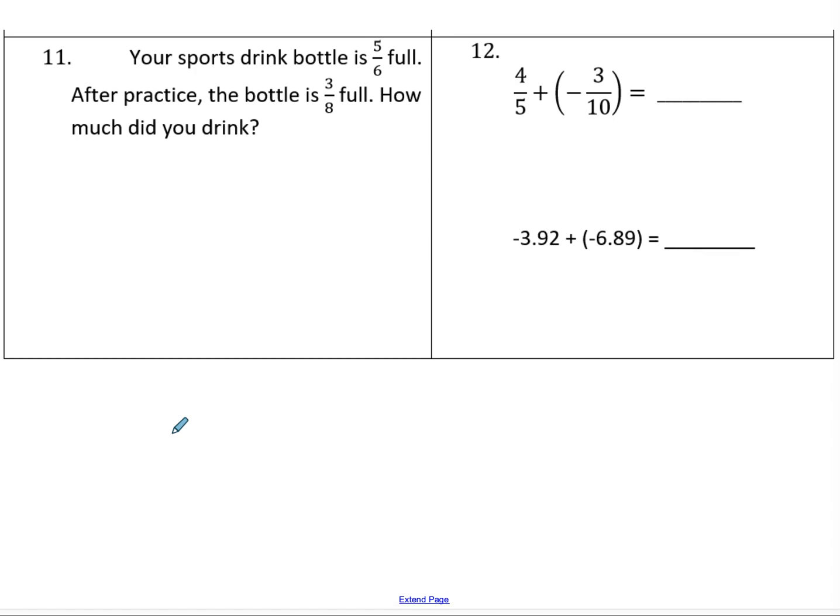All right, let's take a look at number 11. Your sports drink bottle is 5/6 full. After practice, the bottle is 3/8 full. How much did you drink? Okay, so we need to find the difference between these two things because that's going to tell us how much we drank. All right, so 5/6 was what we started with. 3/8 is what we ended with.